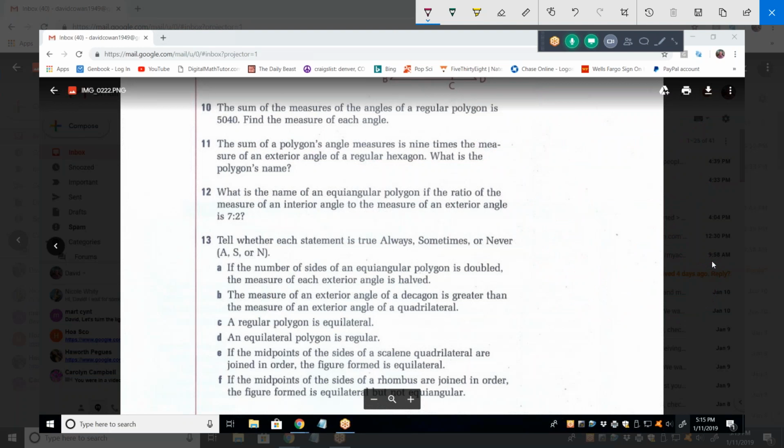All right, 12. What's the name of an equiangular polygon, which means regular? The ratio of the measure of an interior angle to the measure of an exterior angle is 7 to 2. Well, let's just draw, see. There's the exterior angle. We'll call that 7x. And there's the interior angle. It's 2x, is that correct? I think the interior is 7x. You're right.